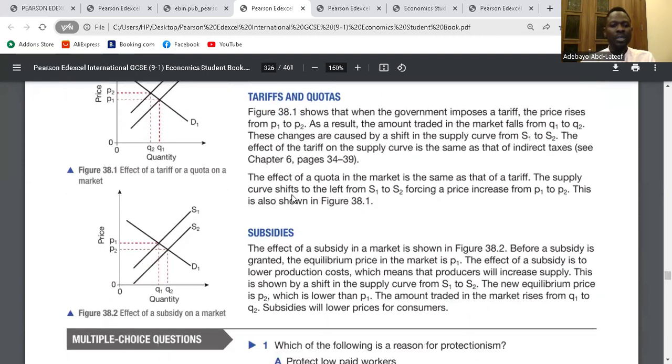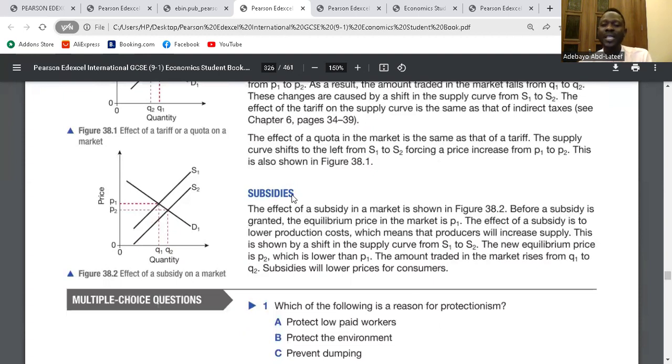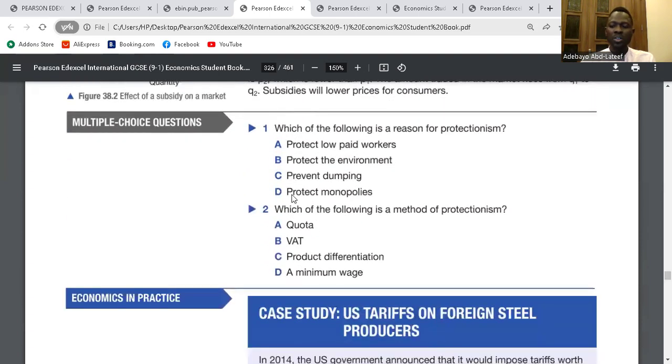Is it clear? So for subsidies, subsidy is financial help from government, yes or no? With subsidies, prices will fall from P1 to P2. As a result, there will be an increase in the quantity supplied from Q1 to Q2. Then the supply curve will shift rightward from S1 to S2. Is it clear? Subsidy will increase output. Any question about that? So we'll go to the multiple choice questions.